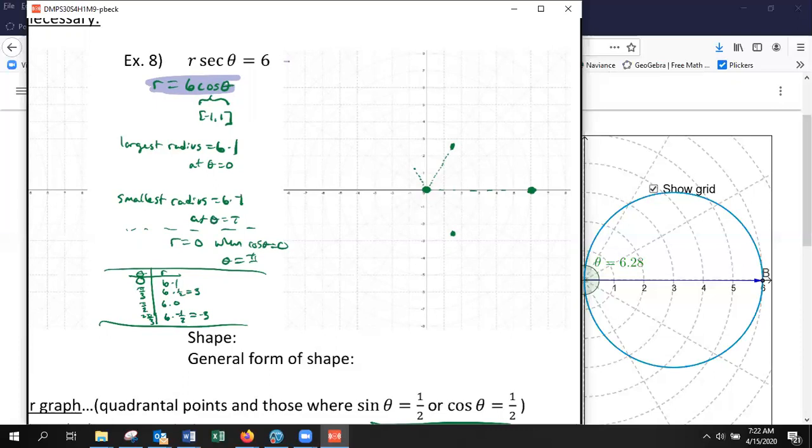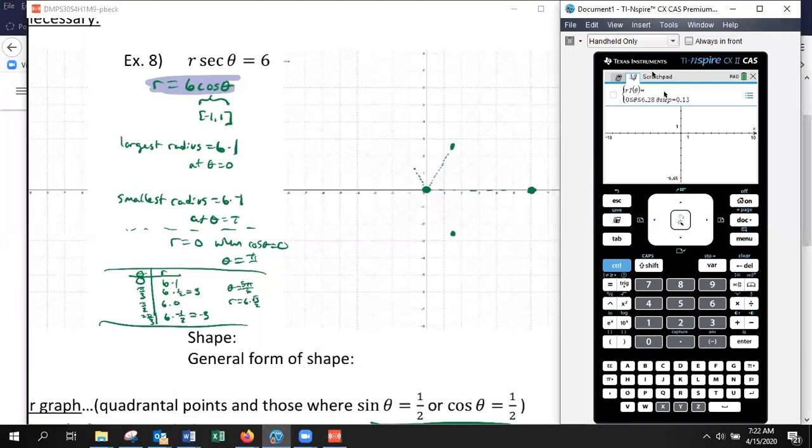Now, the one last point I'm going to throw on here, so these are the points that I really look for on quick graphing, is what happens when theta equals 5 pi over 6. I was going to say pi over 6, but let's continue on with 5 pi over 6. Our radius ends up being 6 times the square root of 3 over 2. Now, not a very happy number to have to come up with.